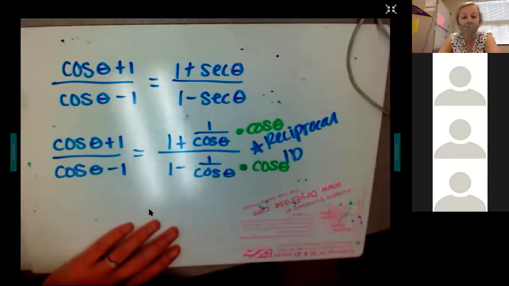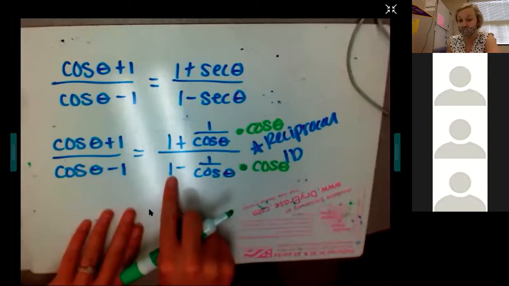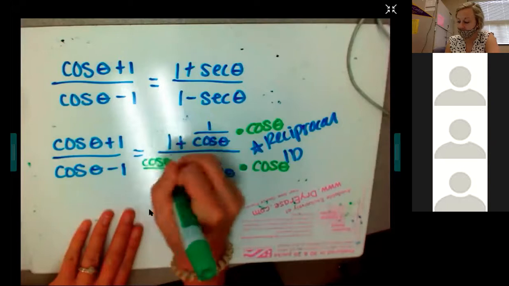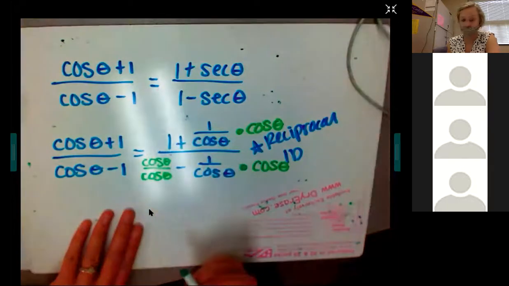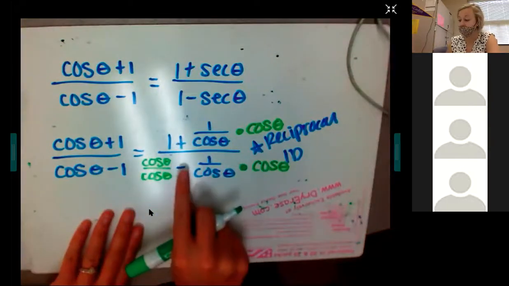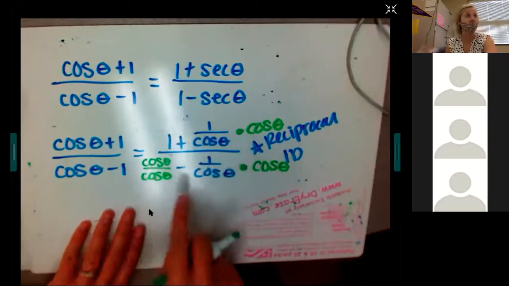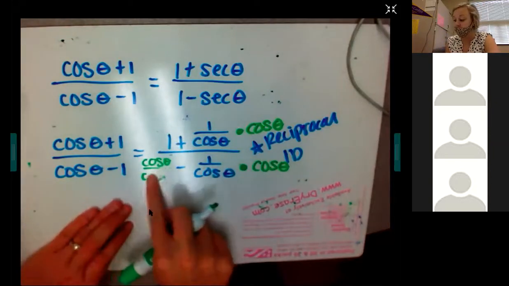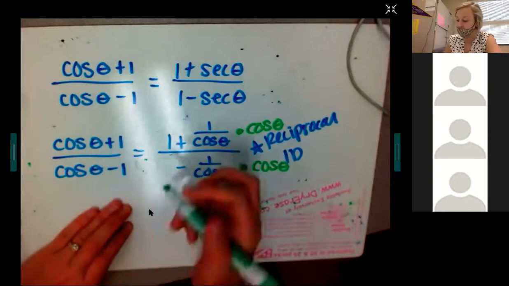The other way you could have done it, people at home, you could have rewritten this 1 as cosine over cosine. But then that gives you a fraction divided by fraction, so then you'll have to multiply by the reciprocal. That way takes longer. So are you guys okay if I do it Grace and Kevin's way?